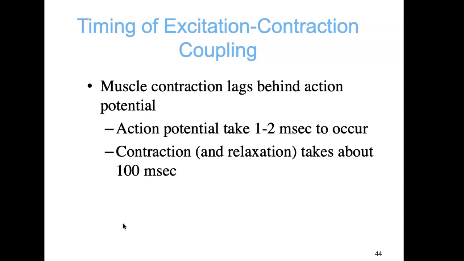Why is that? Well, it has to arrive at the sarcolemma. It needs to come down the T-tubule. It needs to open the channel for the sarcoplasmic reticulum. Calcium needs to come out. It needs to attach onto the troponin. See what I mean? I can go on and on until finally the myosin is starting to attach onto the actin and slide.